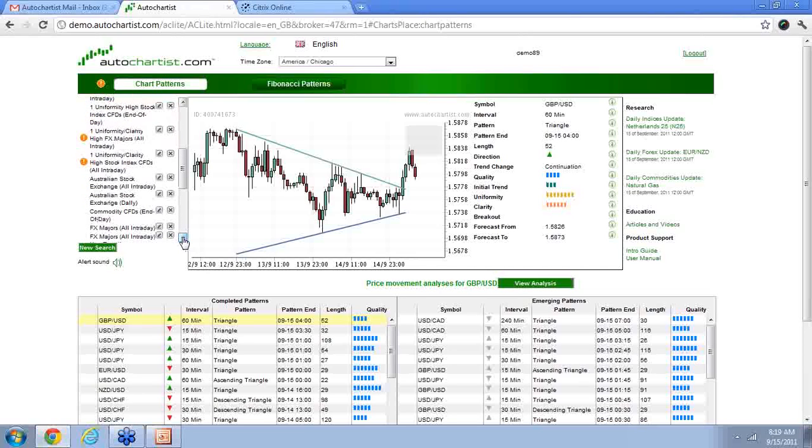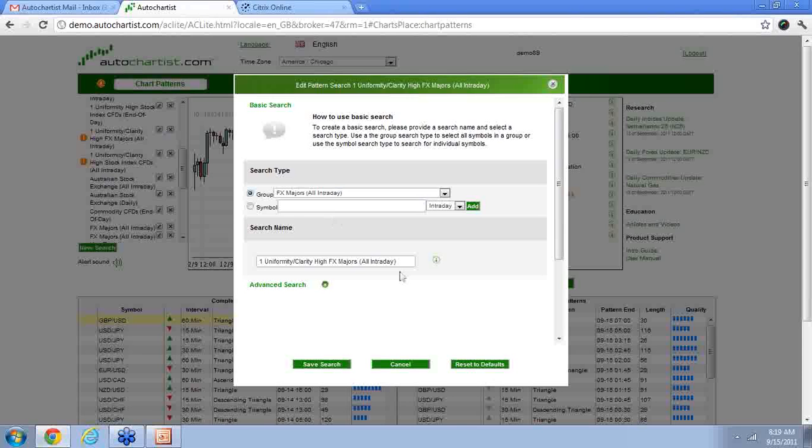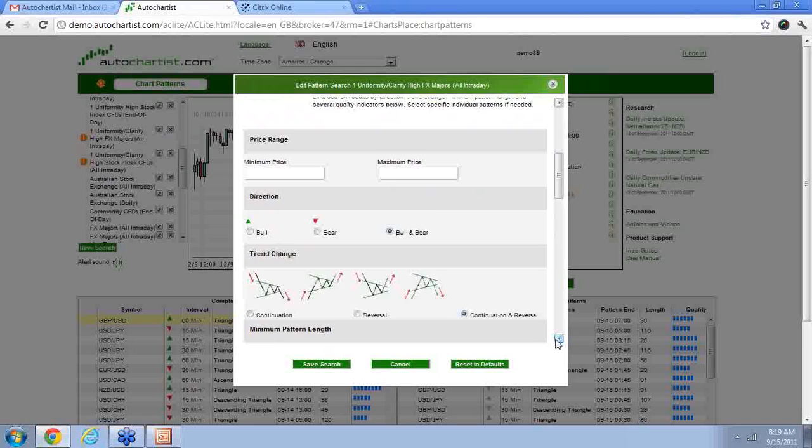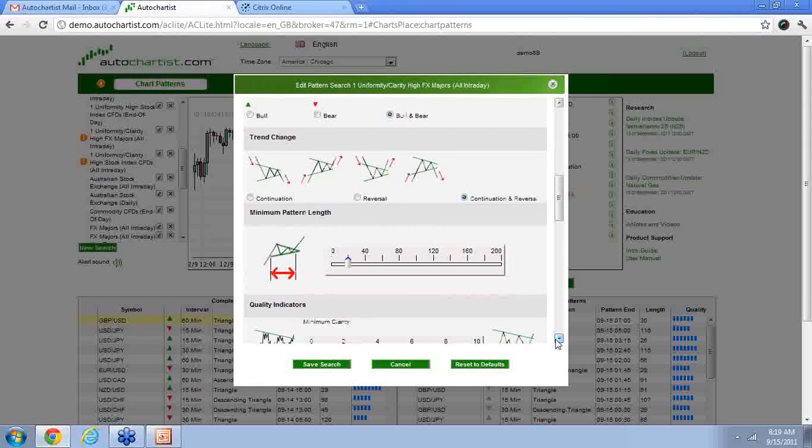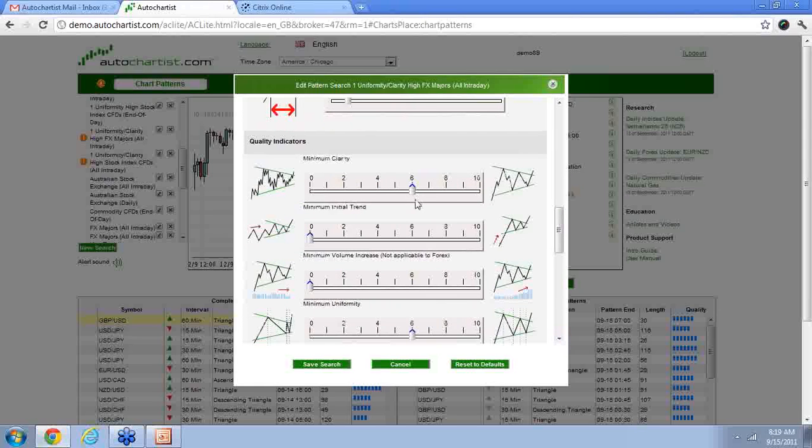What I find is that I don't want to put demands on the program to find a very highly rated uniformity pattern, but then keep my clarity low. I like to start out with both of them looking for a highly rated pattern, usually typically equal or better. So when I'm working with high uniformity and high clarity for the FX majors, I want to go into my filter and I want to make sure that I can set my clarity at 6, and I can go down to my uniformity and also set that at 6.